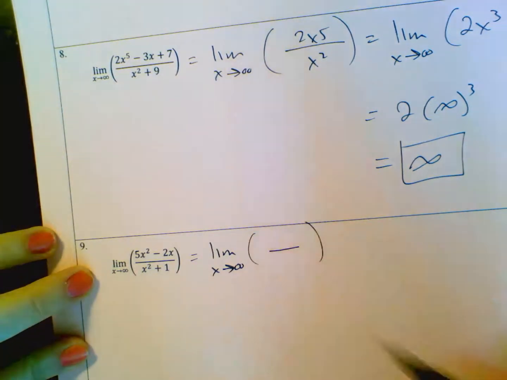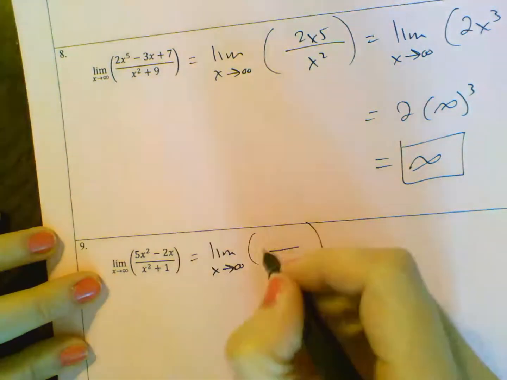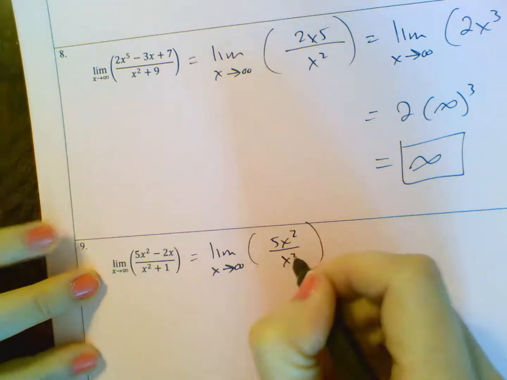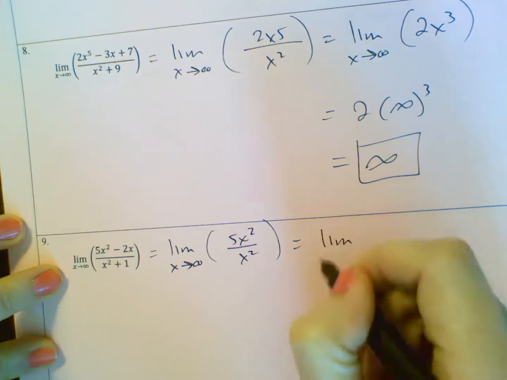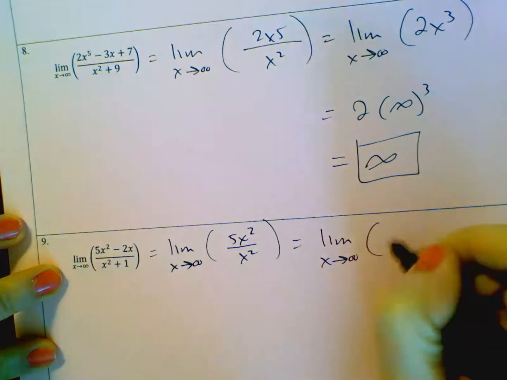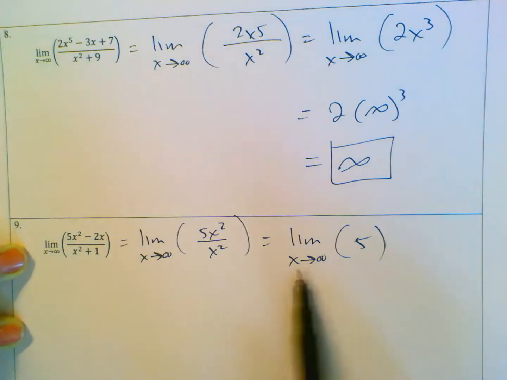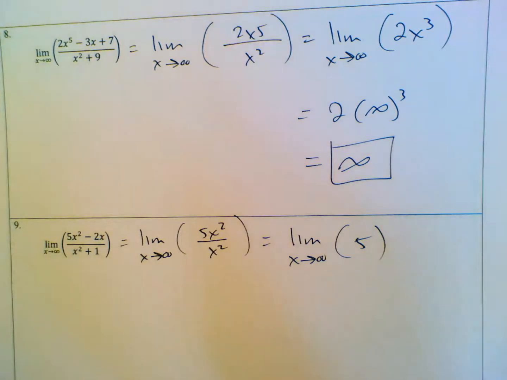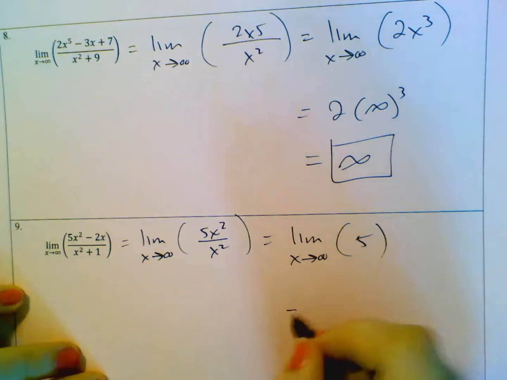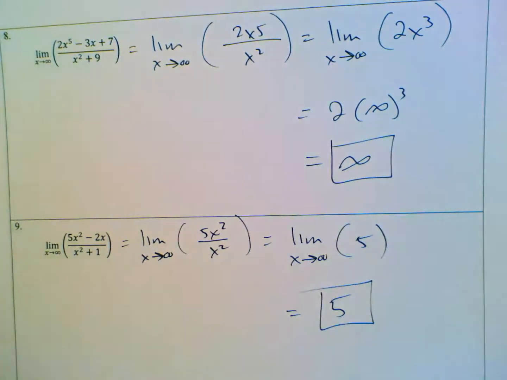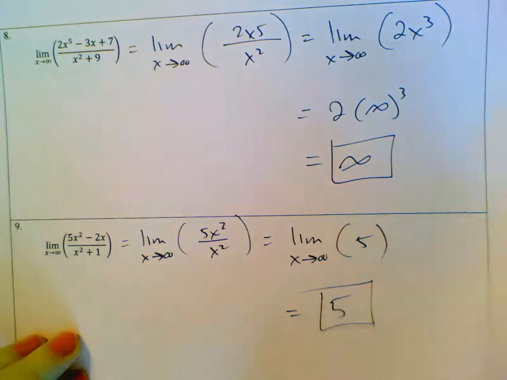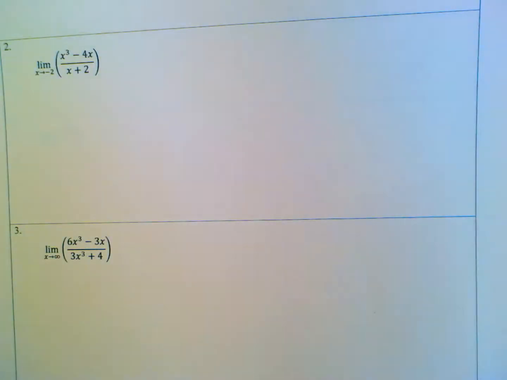Alrighty, end behavior model again, because x is approaching infinity. 5x squared over x squared. This is a constant function. It doesn't matter what's happening to x. x could be whatever, and the function is always going to be 5. So the limit of a constant is just that constant. Okay, so that's it.